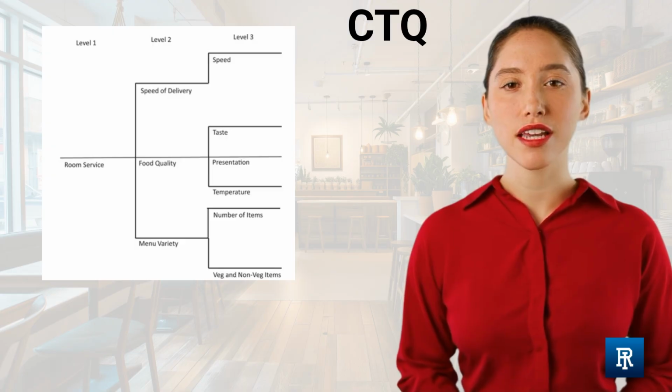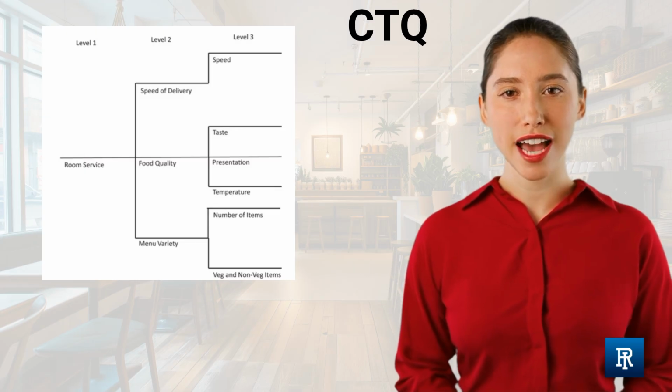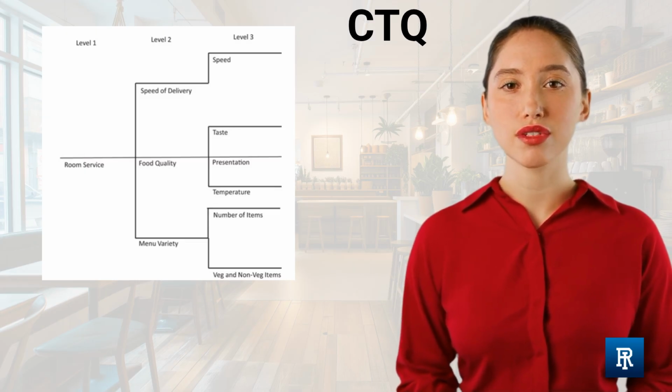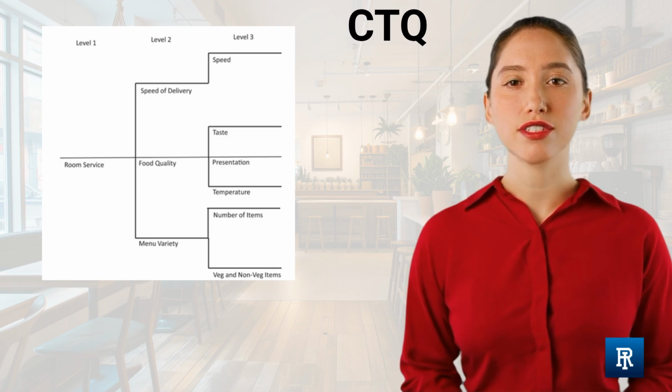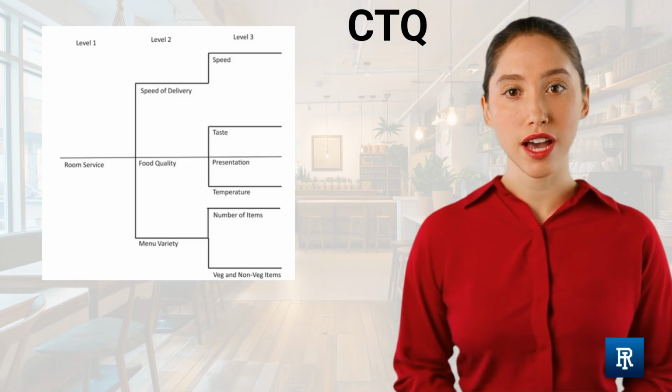For example, suppose you're managing room service at a hotel. A guest might say they want fast service. But what does that actually mean? By using a CTQ tree, we can clarify that fast means food must be delivered in under 30 minutes, hot, and with the correct order items.